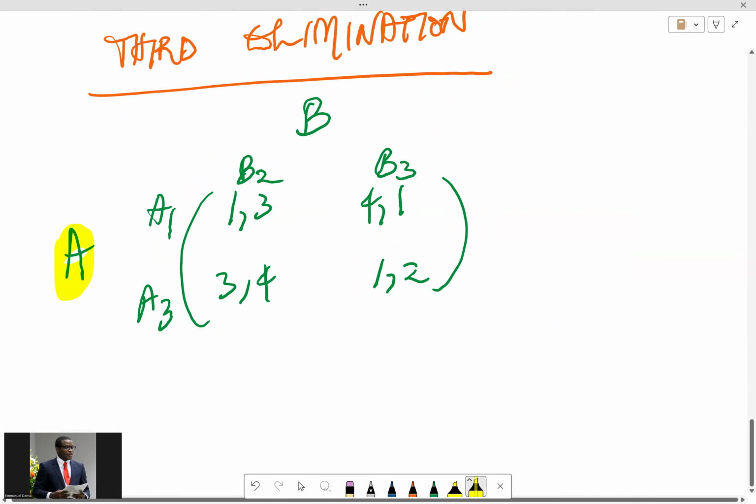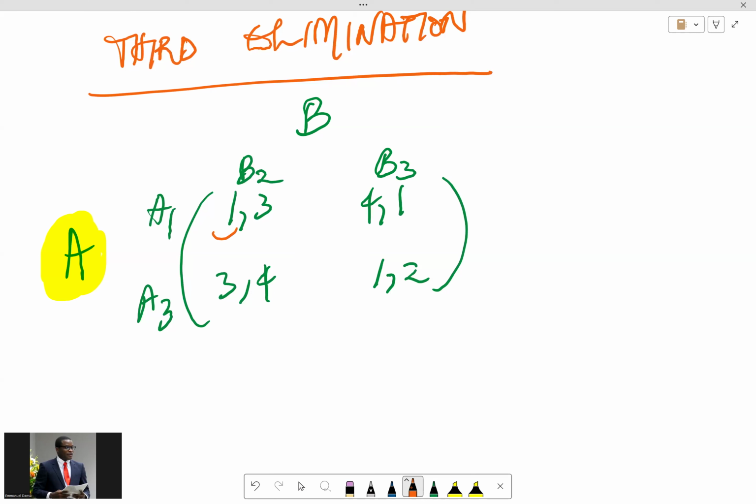Now, again, the focus is on player A. So player A is going to eliminate strategies now. So player A only has 2 strategies, A1 and A3. So if player B chooses to use strategy B2, player A has 1 point here and 3 points here. So you see that automatically 3 points are better than 1 point. Then if B chooses strategy B3, player A will have 4 points up here and 1 point down here, but 1 point is smaller. So player A would rather settle for 4 points.